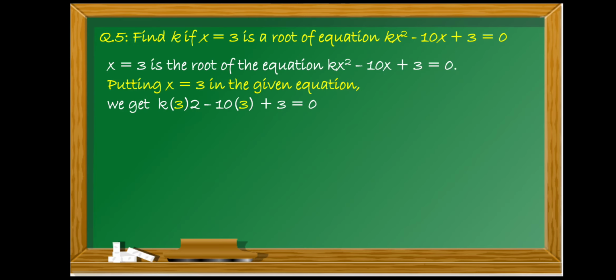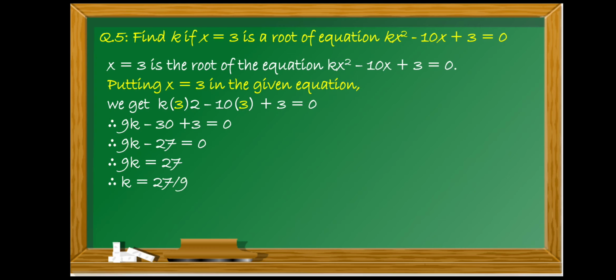So k times 3 square minus 10 multiplied by 3 plus 3 equal to 0. Square of 3 is 9. 10 3s are 30, plus 3 equal to 0. So minus 30 plus 3 is minus 27. You will take minus 27 on that side, it will become plus 27. So you are getting 9k equal to 27. Therefore k equal to 27 upon 9. Therefore k equal to 3. That's it. We have found the value of k here.